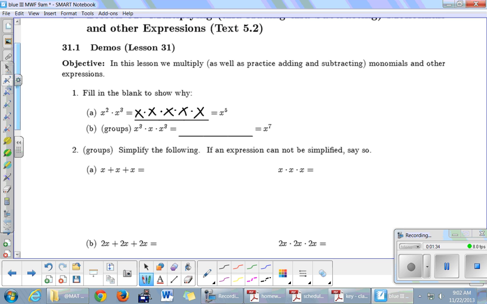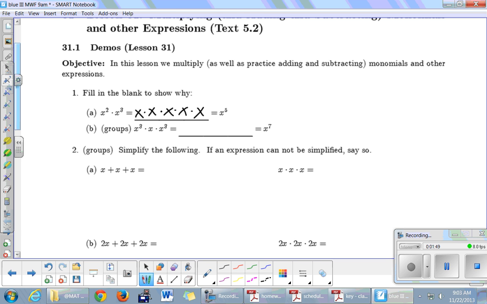And if I just asked you to write that in some compact way, what would you say? X to the 5th, right? And the exponent is just counting the x's. So why do we have 5 of them? Well, because you had 2 of them, and then you got 3 more of them, and it's 5.